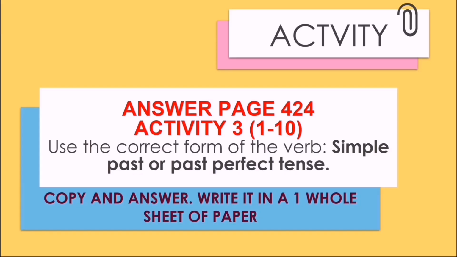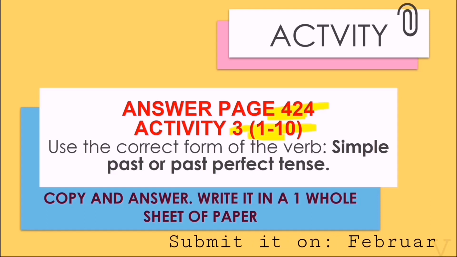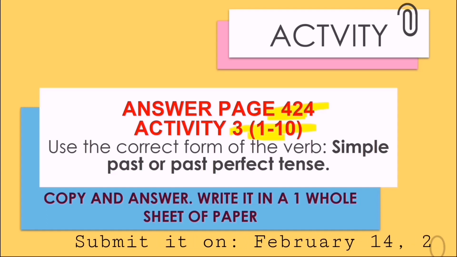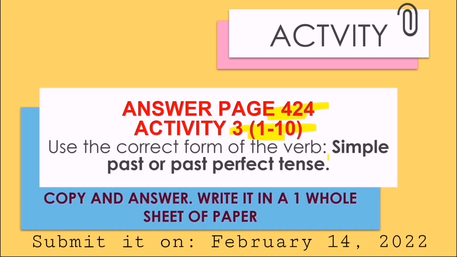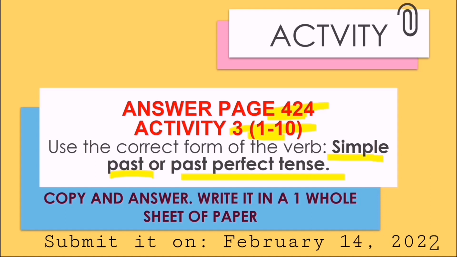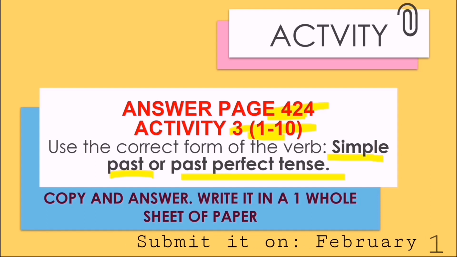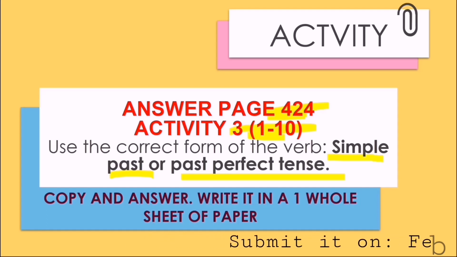Okay, activity time. So you are going to answer page 422, activity 3, items 1 to 10. So you are going to use the correct form of the verb. It's either simple past or past perfect tense. So you are going to copy and answer and write it on one whole sheet of paper. So you have two activities, the first one on passive and active voice.